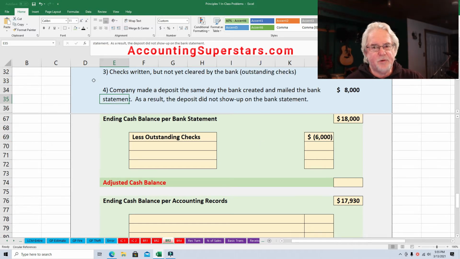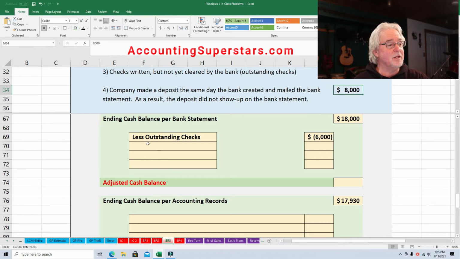Let's come down to number 4, folks. Company made a deposit the same day the bank created and mailed the bank statement. As a result, the deposit did not show up on the bank statement. So this is something that the bank didn't know about, at least at the time the statement was printed up. So it's for $8,000.